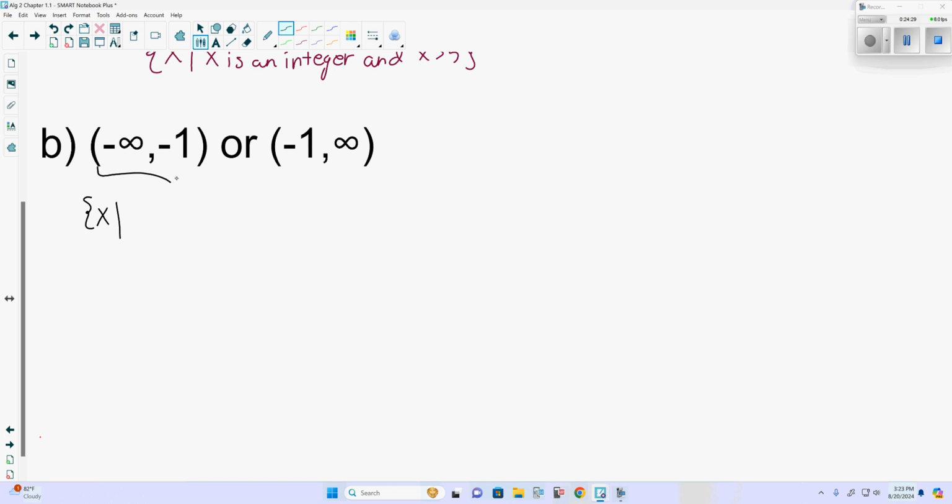And they gave us the description here in two parts. We have negative infinity to negative 1, or negative 1 to infinity. We have these two statements. As nice as it would be to just put that right in there, we can't write interval notation inside set builder notation. We need these both as inequalities, so we need to rewrite it as an inequality, with our greater than, less than, greater than or equal to, or less than or equal to.